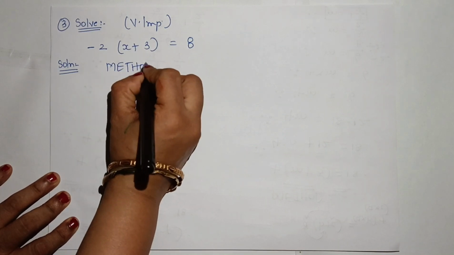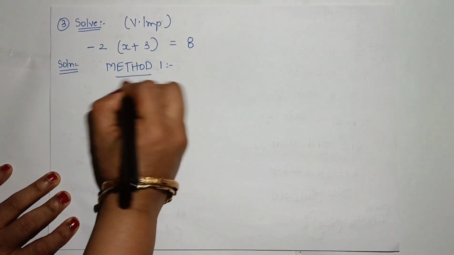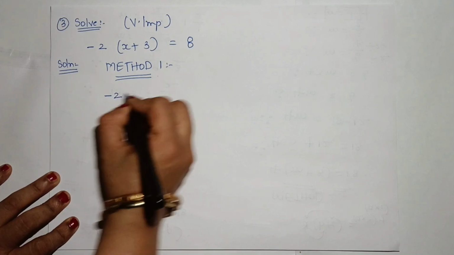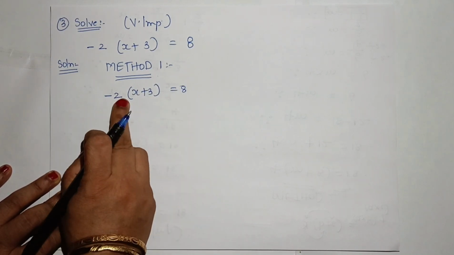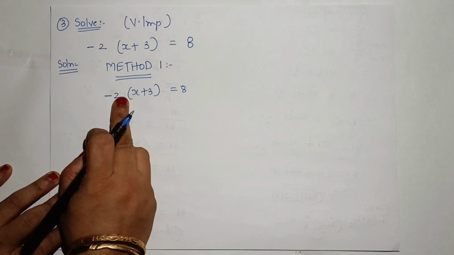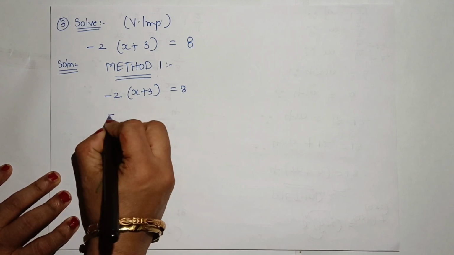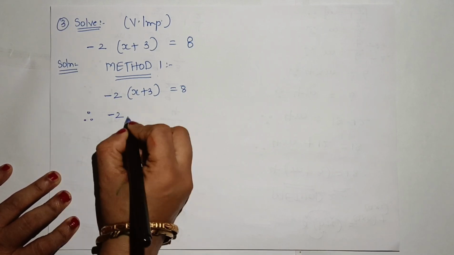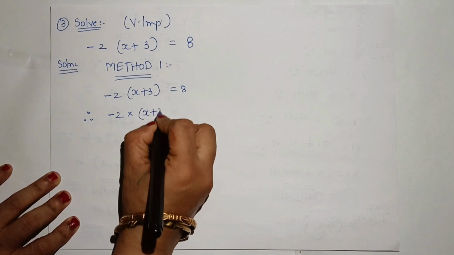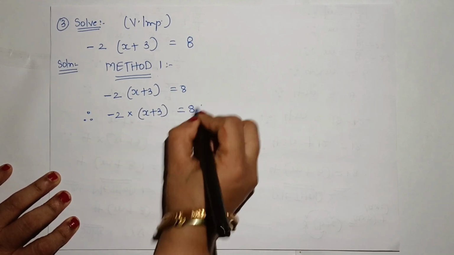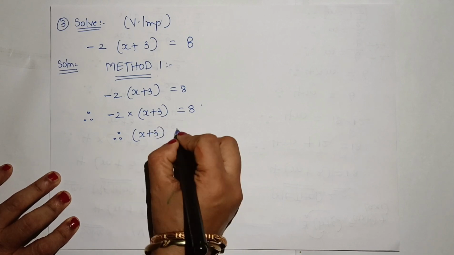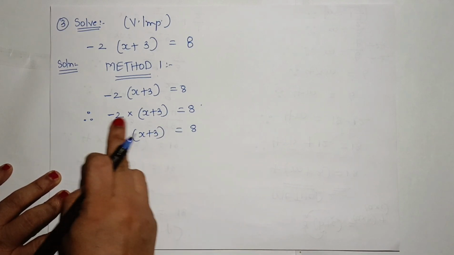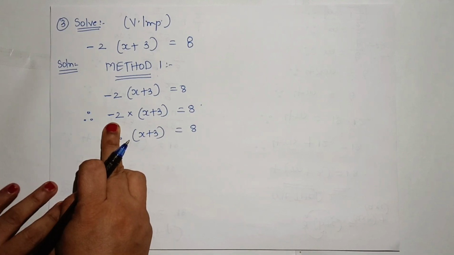Let's see method 1. Understand, minus 2 bracket x plus 3 equals 8. Here no sign is given. It means what? It is multiplication. It means therefore minus 2 into x plus 3 equals 8. First find the value of x plus 3. Now minus 2, it is a negative integer.